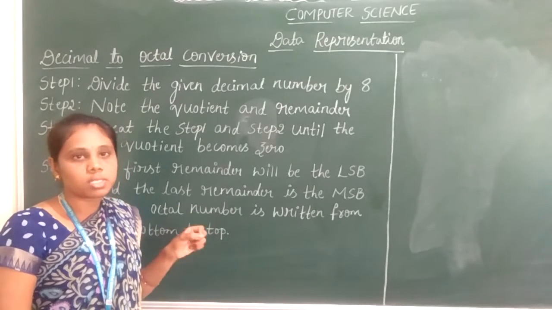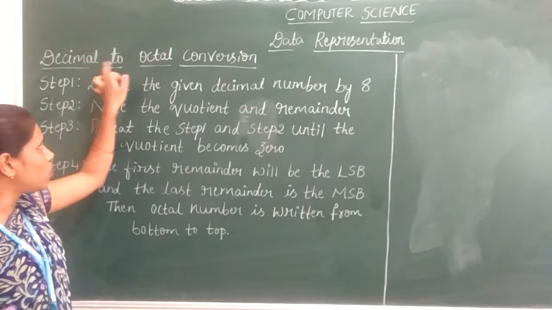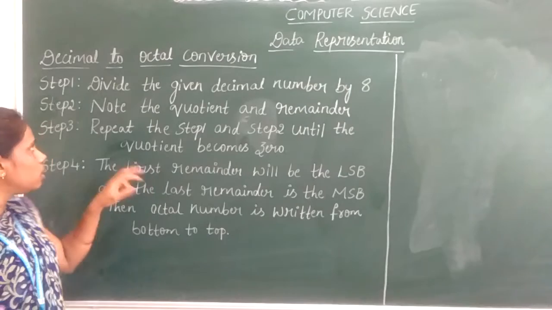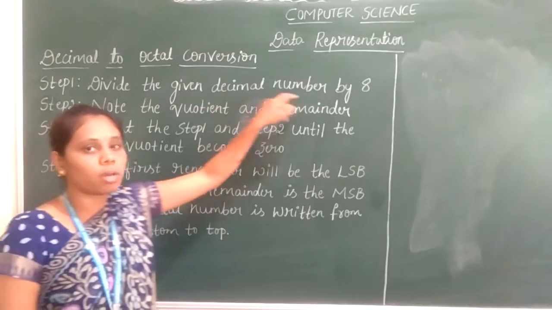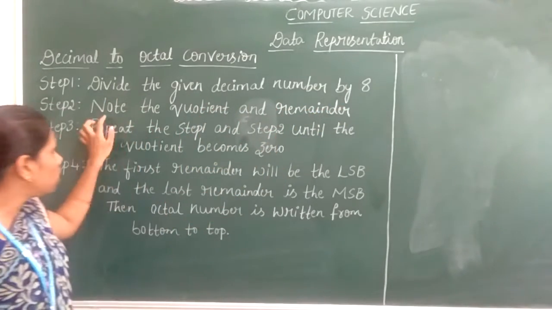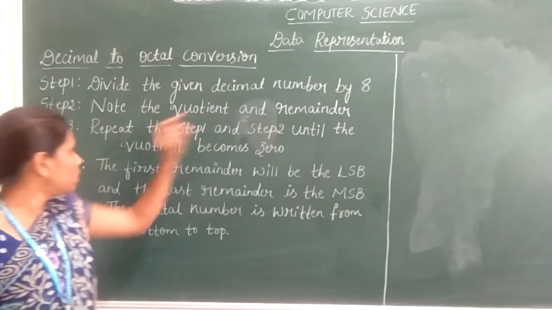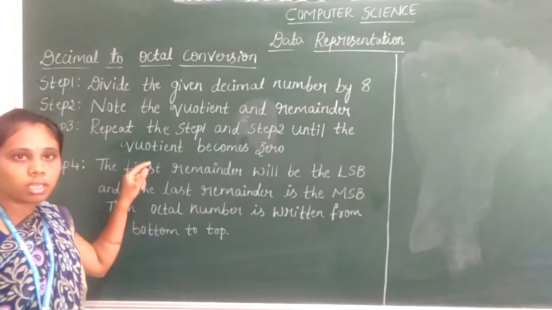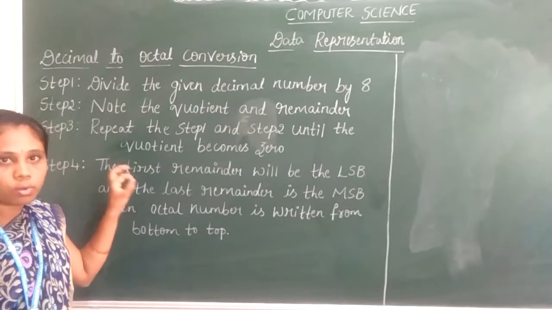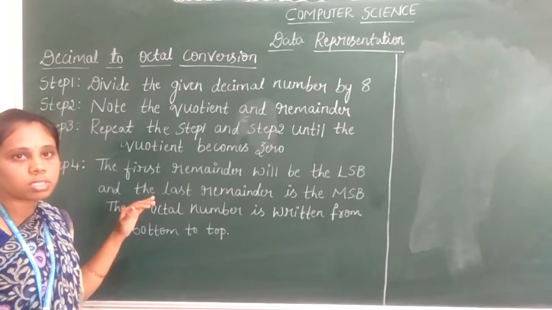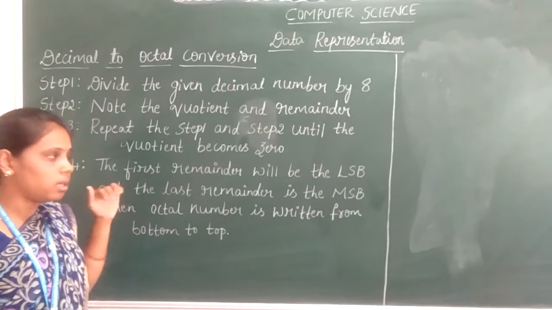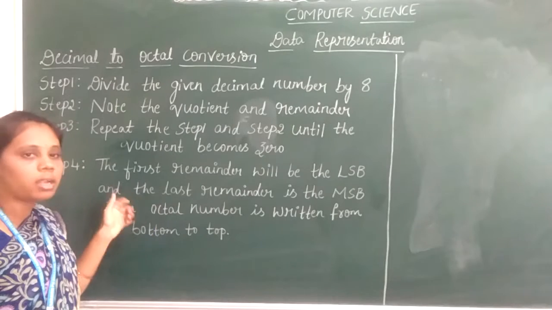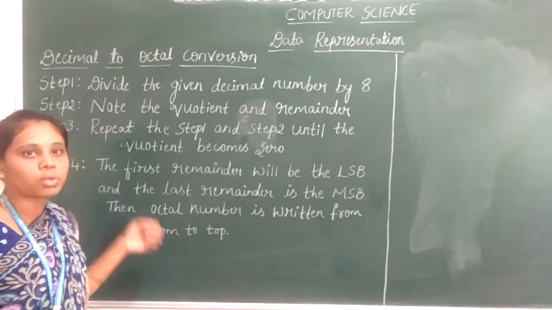Next, in this class we'll discuss the decimal to octal conversion. This is similar to binary conversion, but here we need to divide the given decimal number by 8. Next, note down the quotient and remainder. Then repeat step 1 and step 2, dividing the number by 8 until the quotient becomes 0, or stop where the number cannot be divided by 8. In the next step, note down the LSB and MSB and write the octal number from bottom to top.